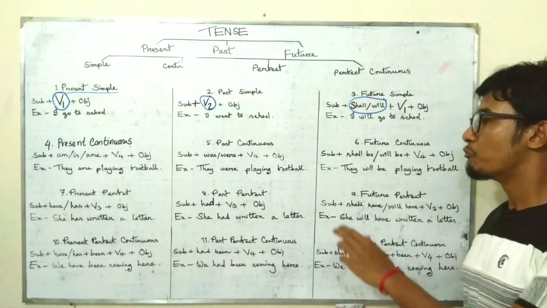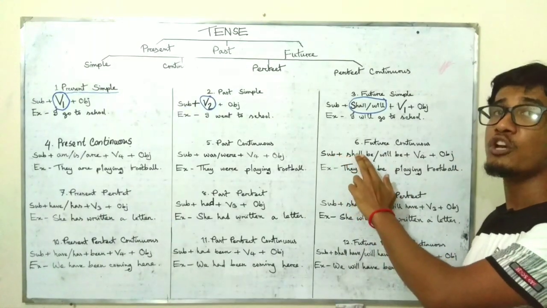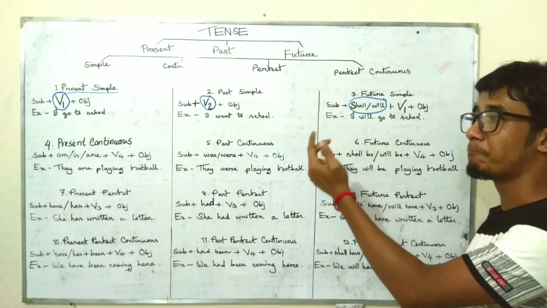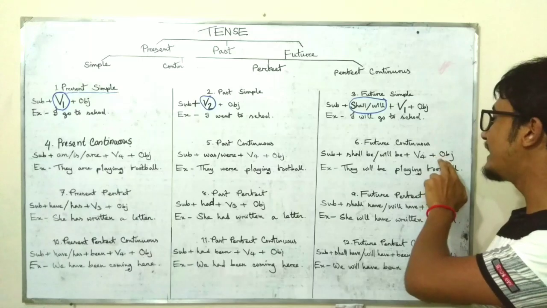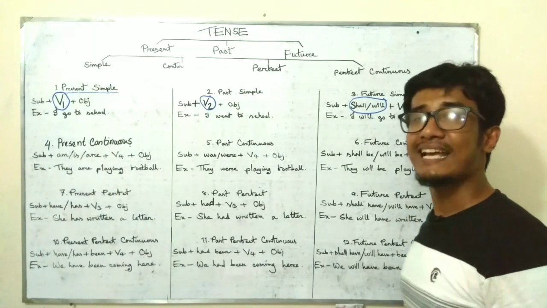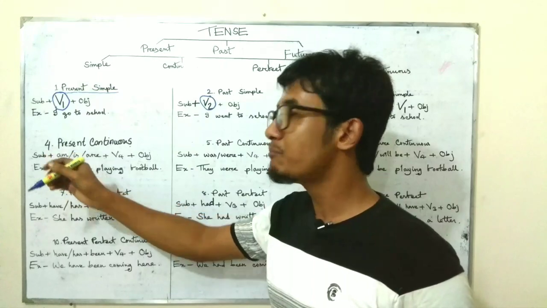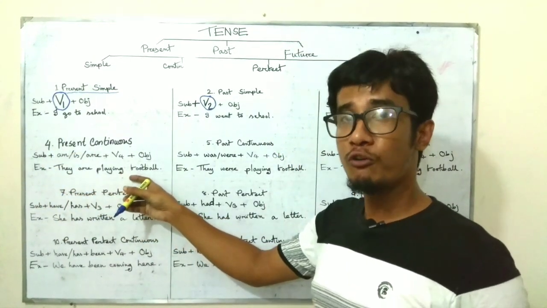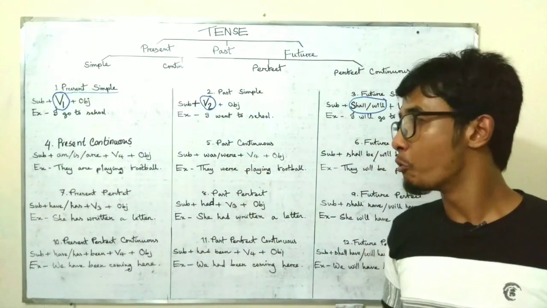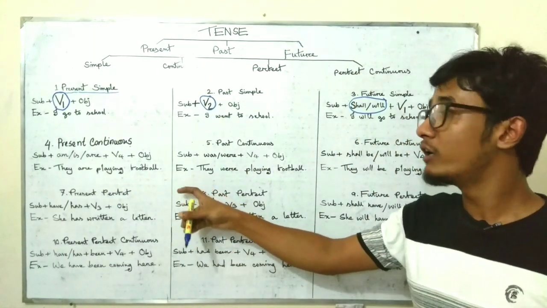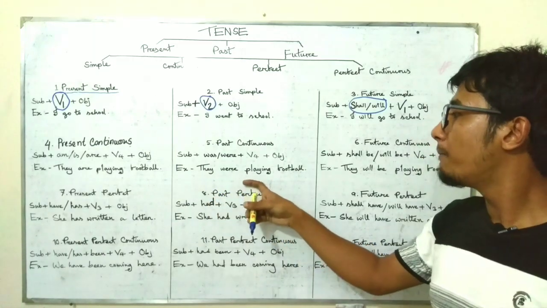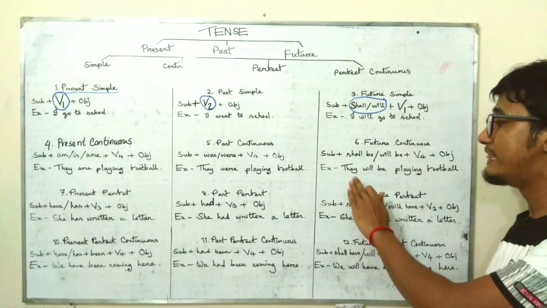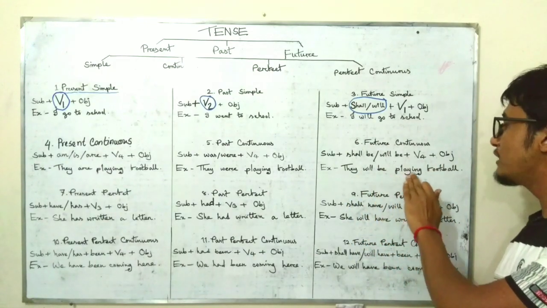And in future continuous, we begin with the subject, then we use shall be or will be, then V4 as similar as past and present continuous, and finally an object. So let's see the examples. In present continuous, we say they are playing football. In past continuous, we say they, not are, were. They were playing football. And finally, in future continuous, we say they will be playing football.